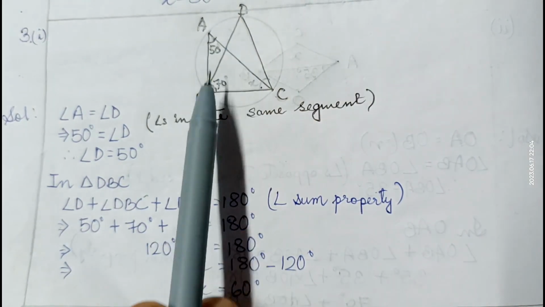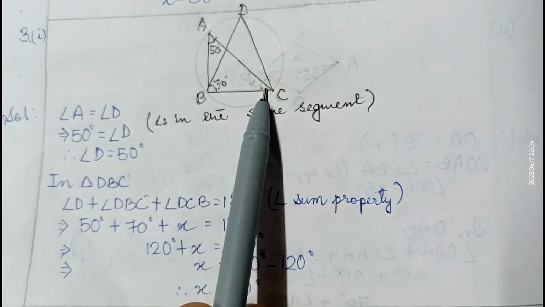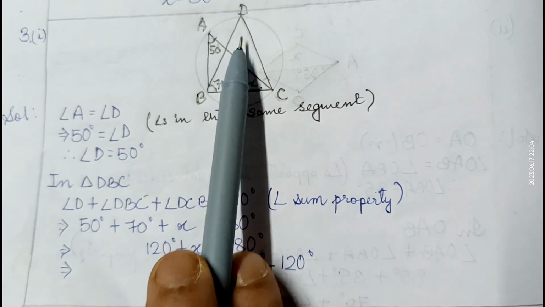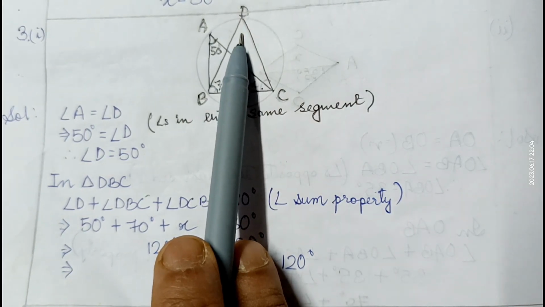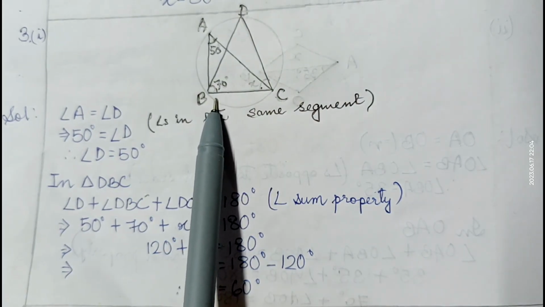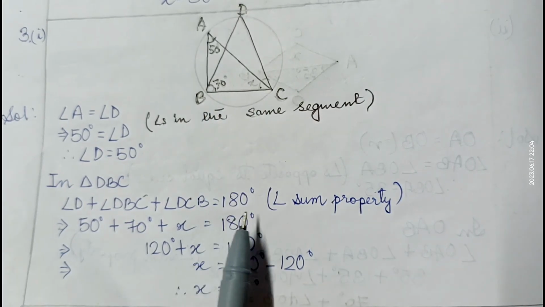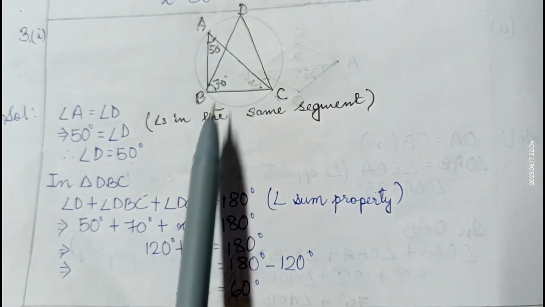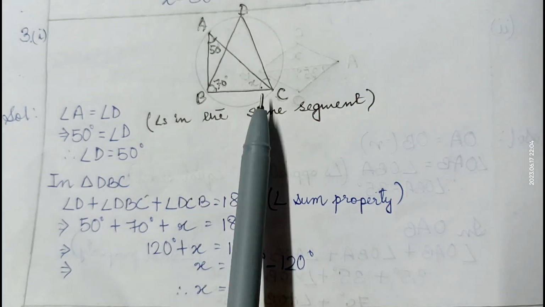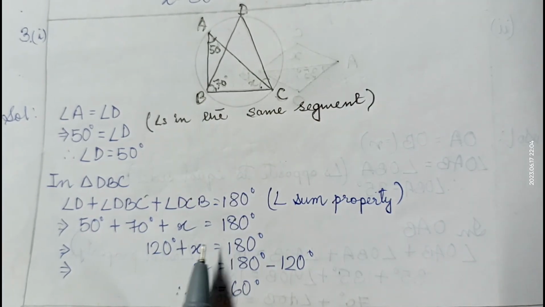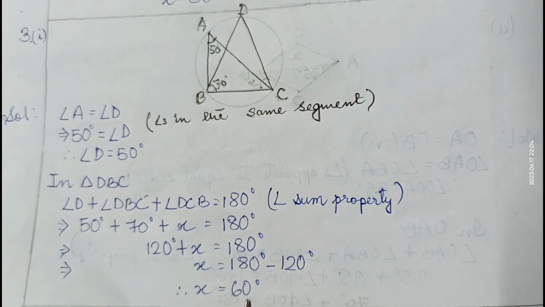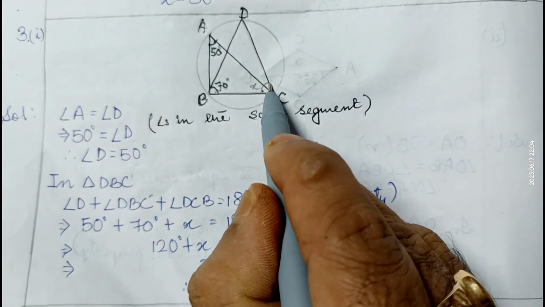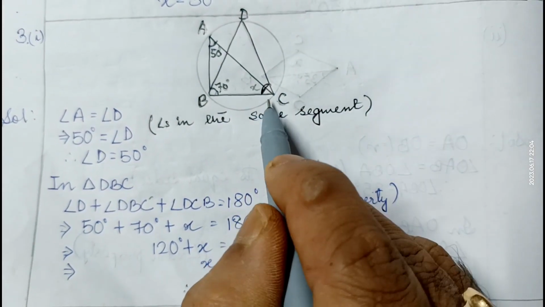Now, in triangle DBC, the sum of three angles will be 180 degrees. This is 50, this is 70, and we have to find x. So, we can write angle D plus angle DBC plus angle DCB, the sum of three angles is 180 degrees. This is 50 degrees plus 70 degrees plus x equals 180. 70 plus 50 is 120, plus x is 180. So x equals 180 minus 120, that is 60. Therefore, this angle x equals 60 degrees.